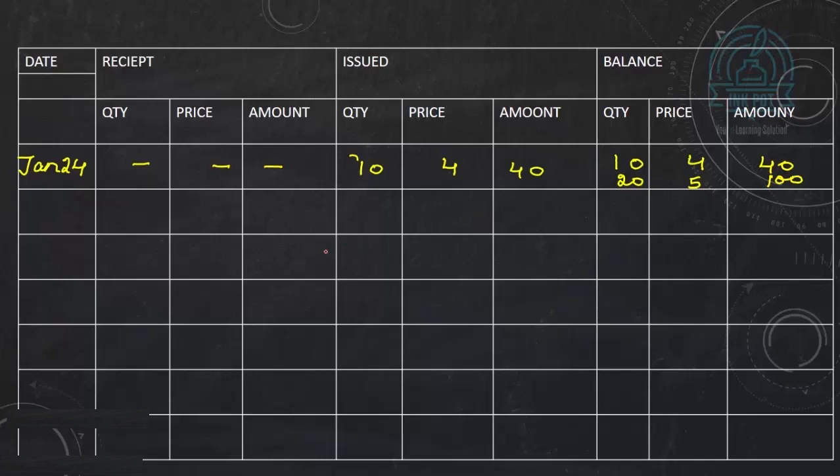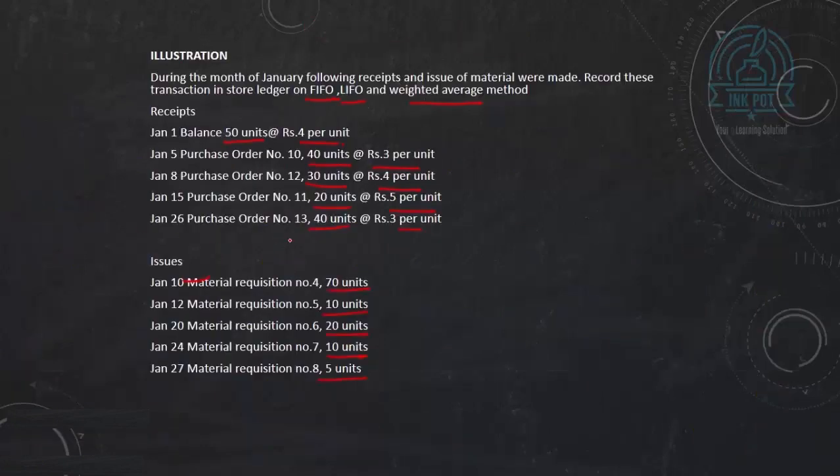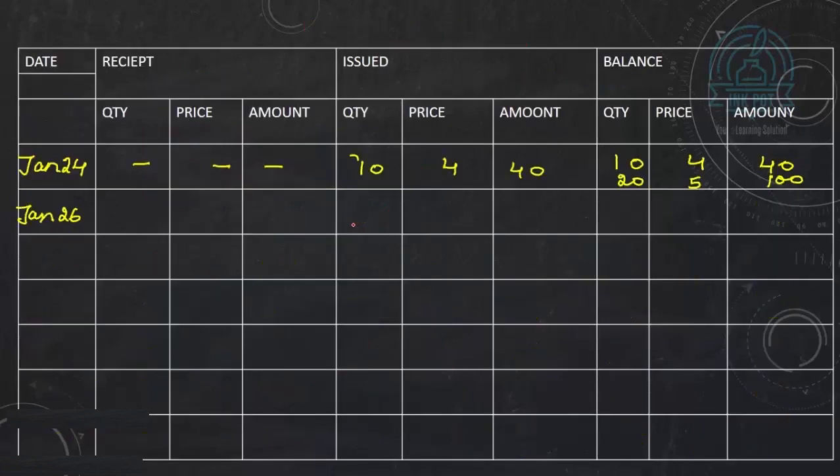Now next transaction is on Jan 26. So let's see what do we have on Jan 26. So on Jan 26 we have 40 units at the rate of 3 per unit received. So 40 into 3 is 120. Now we have not issued anything. Right.